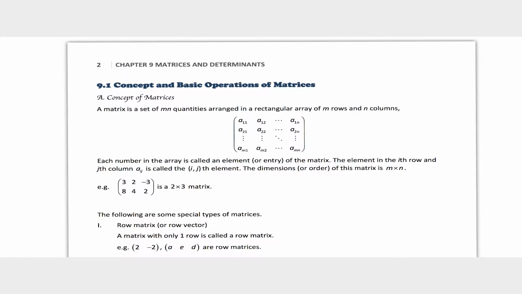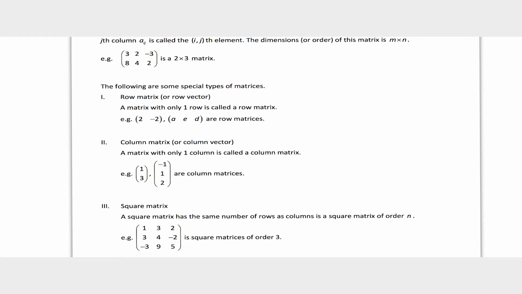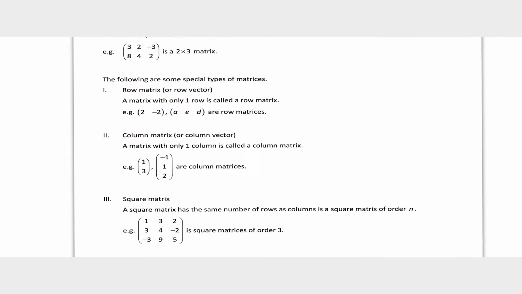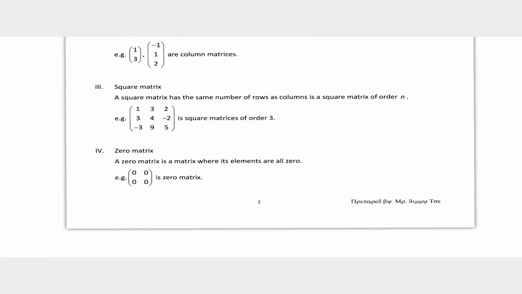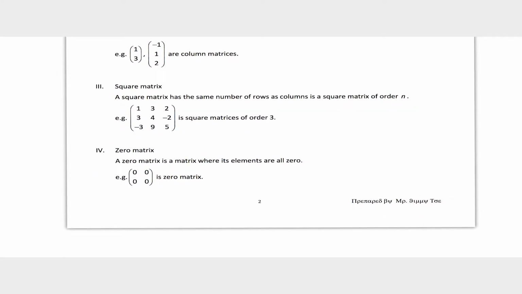There are several examples of special matrices. For example, this one we will call a row matrix because we have one row only. And this is a column matrix, similarly. And this is called a square matrix because the number of rows and columns are equal. So this is a square matrix of order 3, a 3 by 3 square matrix. And this is a zero matrix. If all the elements are 0, then we will call this a zero matrix.